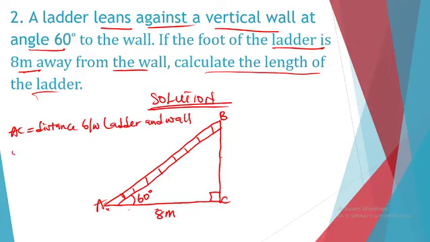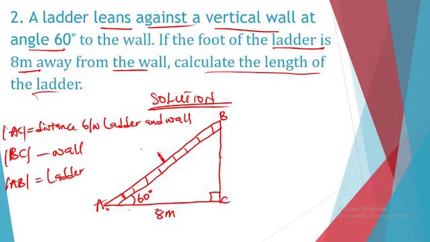Then line BC is the wall. Okay, line AB is the ladder. Do we understand now? So at this point, we've seen that the length from the ladder to the wall is given as what? 8 meters. And the question said we should calculate what? The length of the ladder. The length of the ladder is line AB.